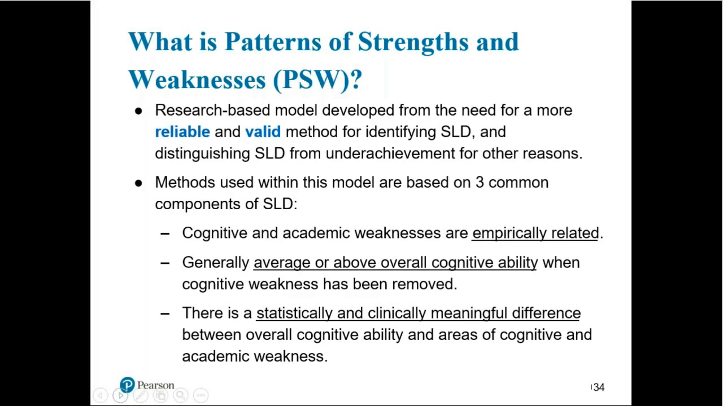And some of the methods used within it are based on a couple of components or assumptions. So the first one is that the cognitive and academic weaknesses are empirically related. Generally, children have average or above average overall cognitive ability, particularly when you remove those cognitive weaknesses. And there is a statistical and clinically meaningful difference between overall cognitive ability and those areas of cognitive and academic weakness.